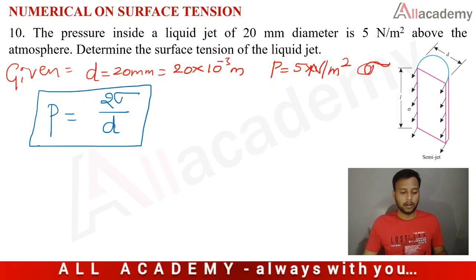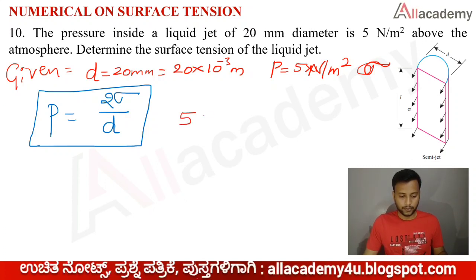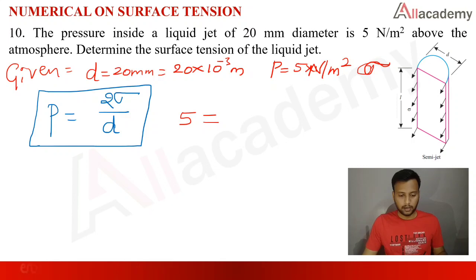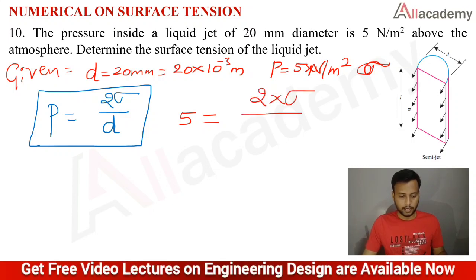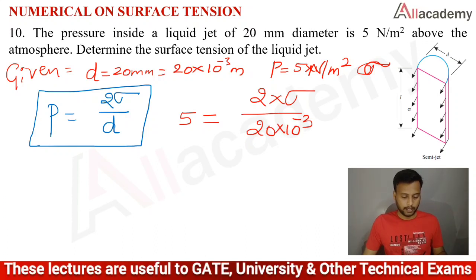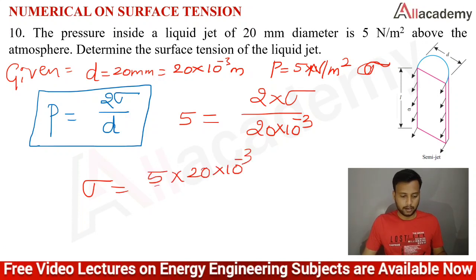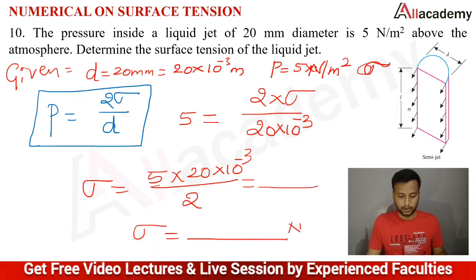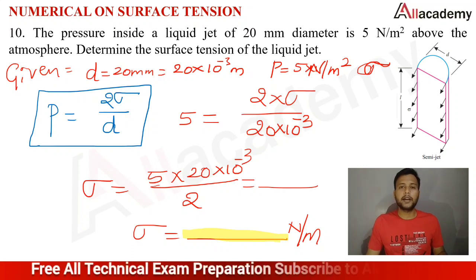Now from using this formula you can identify the sigma. So P is given, that is 5, is equal to 2 sigma, the 2 value is a constant, divided by diameter, which is 20 into 10 raised to minus 3. Now sigma will be equal to 5 into 20 into 10 raised to minus 3 divided by 2. Just calculate it, you will get sigma in terms of Newton per meter. Those who calculate it, comment the right answer in the comment box for this question.